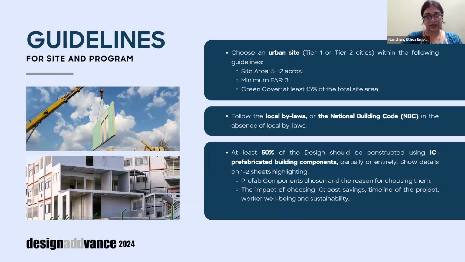Follow the local bylaws or the National Building Code in case the local bylaws are not applicable or available to you. At least 50% of the design should be constructed using prefabricated elements, and make sure that you are showing this in your sheets because this is a very essential part of your design. So in 1 to 2 sheets, highlight what are the kinds of prefabricated components that you've chosen, what kind of materials you've chosen, and what is your predicted timeline using this process, etc.